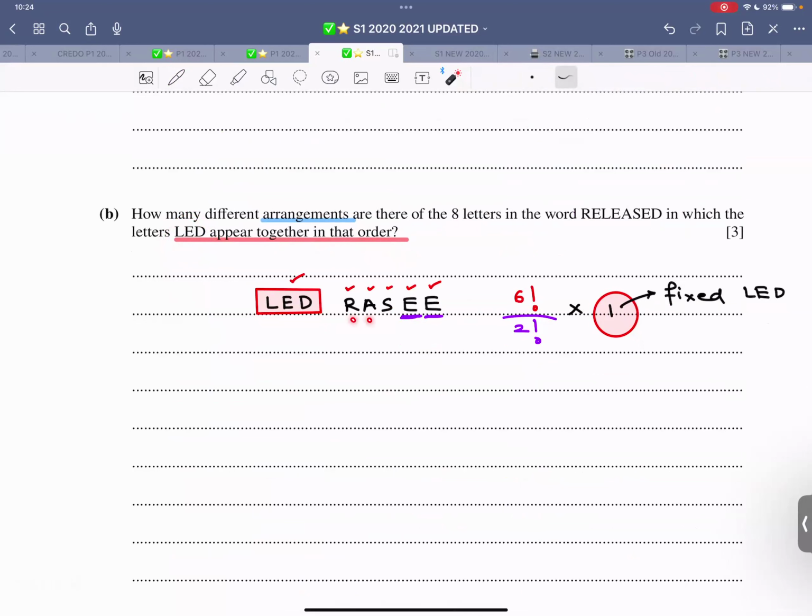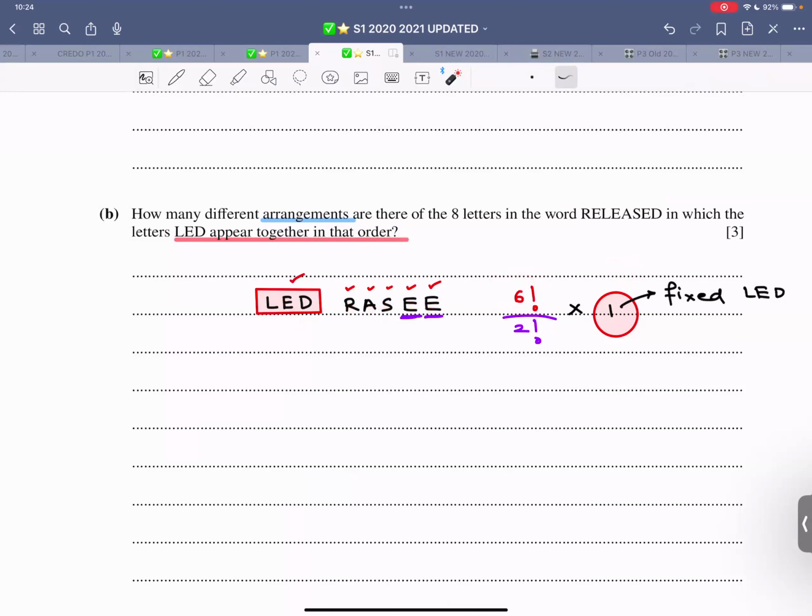So we have R, A, S, E, E, and one E is on the inside. Now this box is fixed. So this is 1. There is nothing happening. If this was not fixed, this would have been 3 factorial. 1, 2, 3, 4, 5, 6. The box is considered 1 unit.